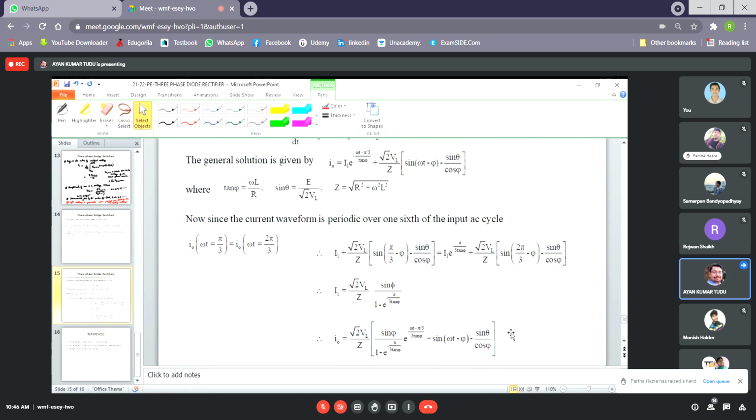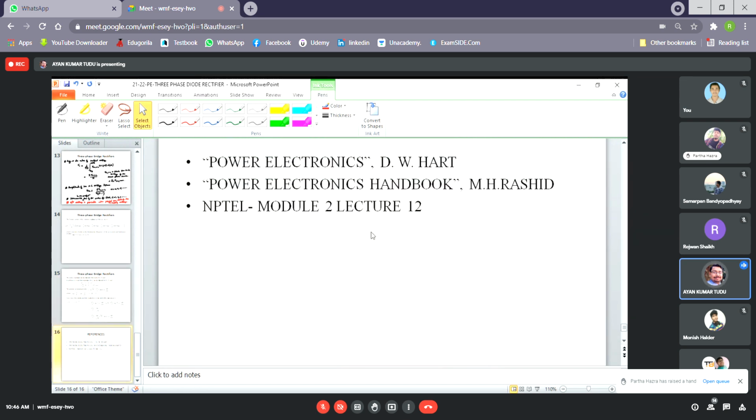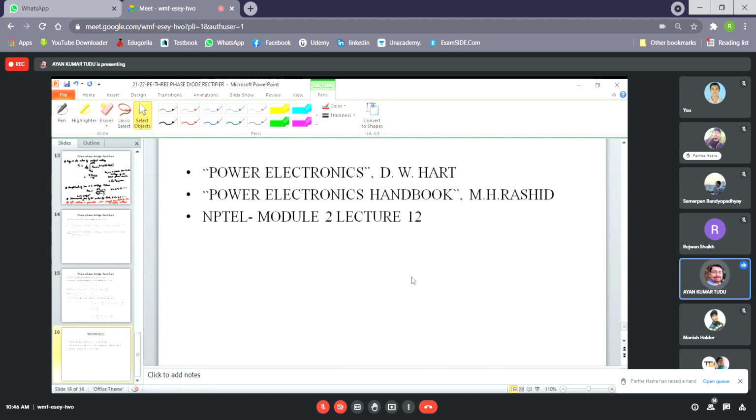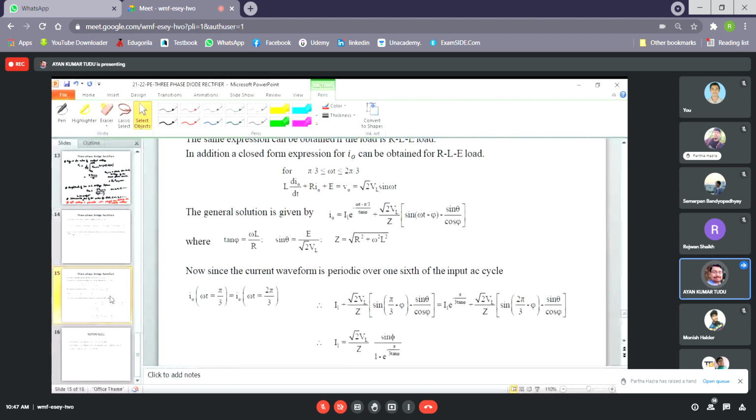So with this we finish today's class. The references from where I have taken today's class are given here. You may use these three notes, available on the internet, and you will be able to understand these three-phase bridge rectifiers. If you have any problems, you may contact me later. I hope it is clear.